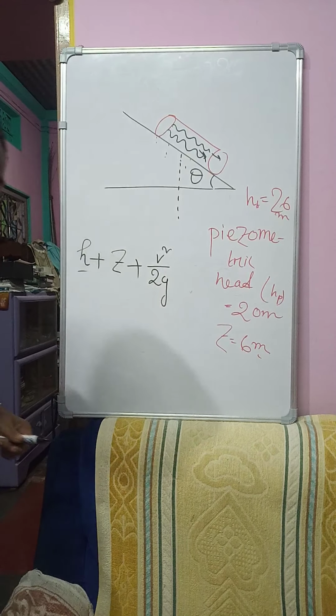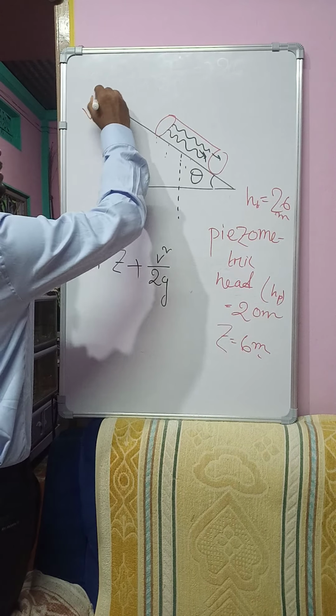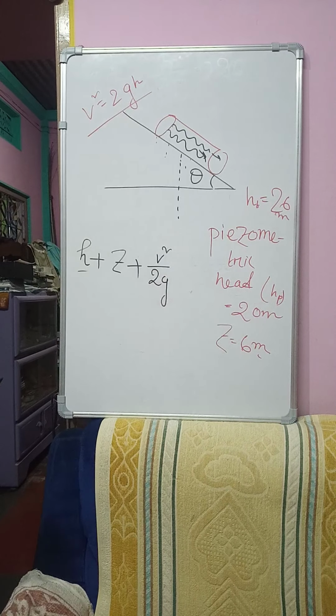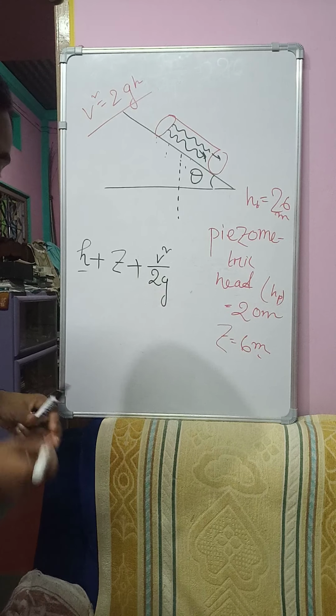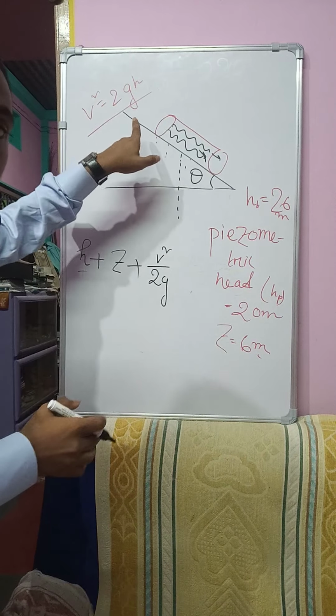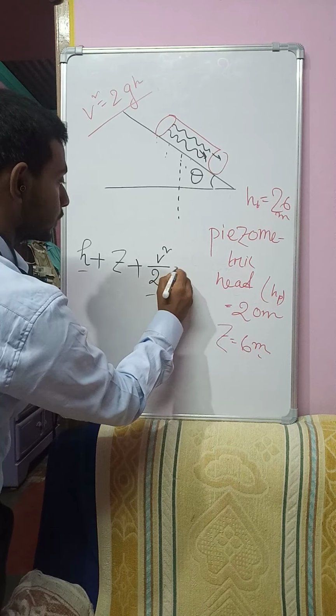How does it come? It comes from this equation. We know that V square equal to 2gh, a very common formula of physics. We all know this. So using this, you can easily identify the value of h, V square by 2g. So I have written equal to constant.